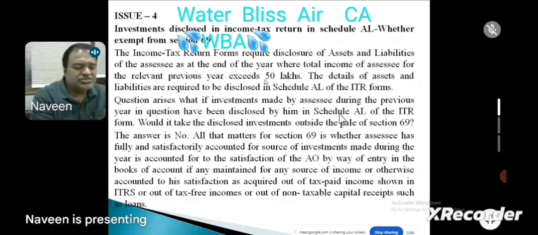The question that arises is, what if the investments made by the assessee during the previous year in question have been disclosed in Schedule A of the ITR form? Would it take the disclosed investments outside the pale of section 69? The answer is no. All that matters for section 69 is whether the assessee has fully and satisfactorily accounted for the source of investment made during the year, to the satisfaction of the AO, by way of entering the books, if any maintained, for any source of income or otherwise accounted to his satisfaction, as acquired out of taxable income shown in ITRs, or out of non-taxable capital receipts such as loans.